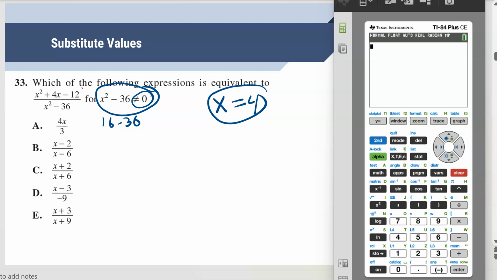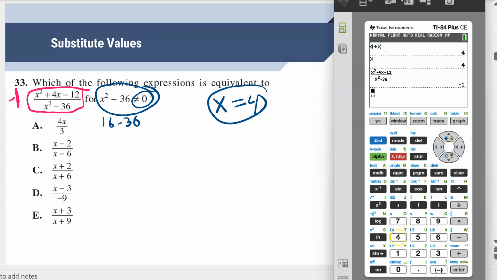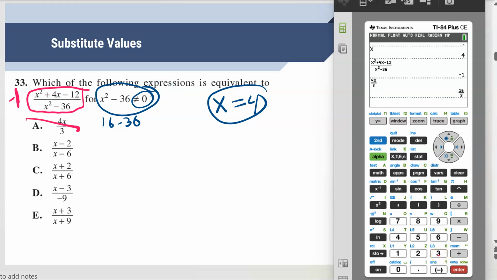Well, let's go ahead and figure out how much this is. So let's store this number, 4, stored as an x. So now every time I type an x in, we're going to get 4, right? Well, let's type in. We have x squared plus 4x, subtract 12, over x squared, subtract 36. So what we're looking for here is we're looking for an answer that gives us -1, right? So I'm going to start typing in the different things we have here. 4x over 3. That is definitely not -1.